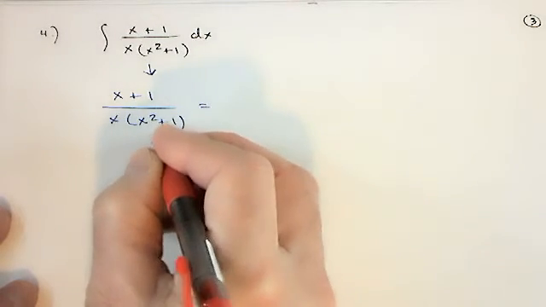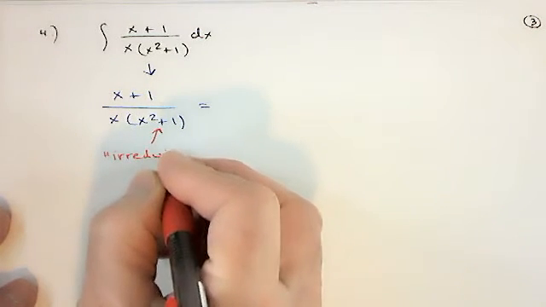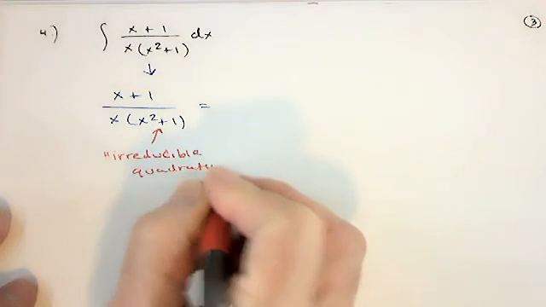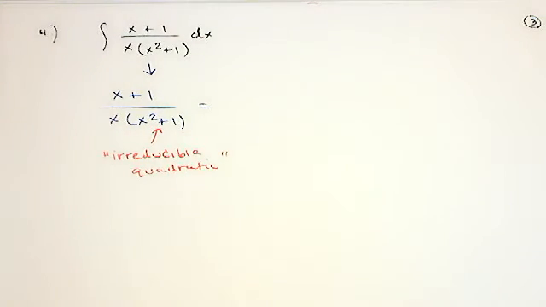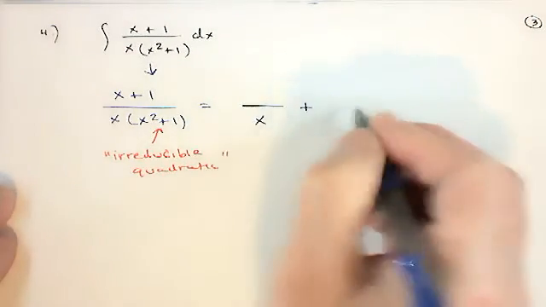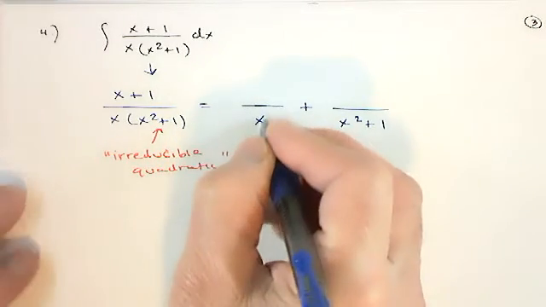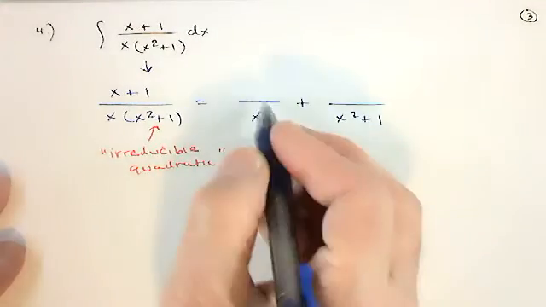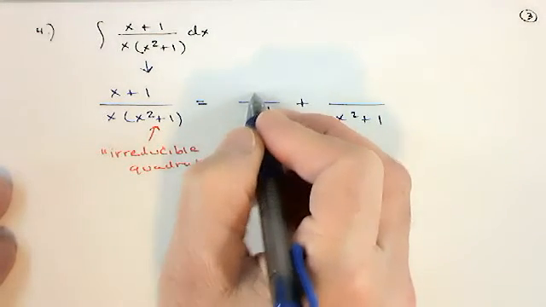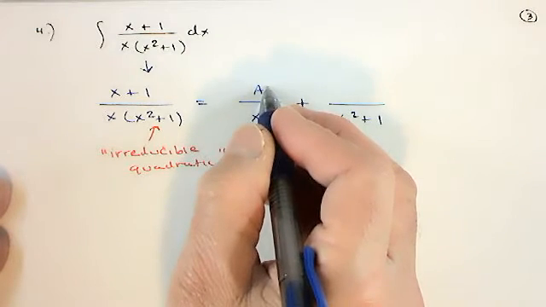When you see something like this, it's called an irreducible quadratic. It doesn't factor anymore. And so the way it works with partial fractions is we're definitely going to need a fraction for the x and the x squared plus 1. And there's a whole idea here. We could spend time later talking about this, but we put, this is x to the first, and what do we put above it? We put a constant. If you think in degrees, that's degree 1, a constant is degree 0.